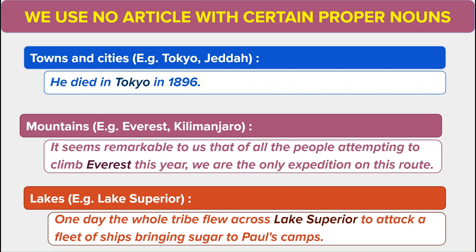Mountains. For example, it seems remarkable to us that of all the people attempting to climb Everest this year, we are the only expedition on this route. Lakes. For example, one day the whole tribe flew across Lake Superior to attack a fleet of ships bringing sugar to Paul's camps.